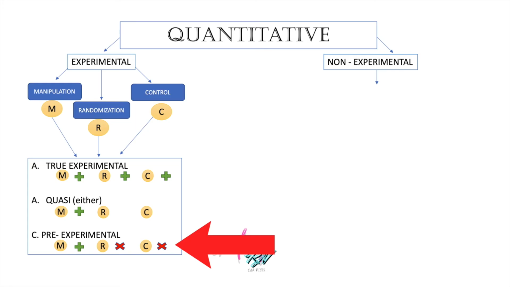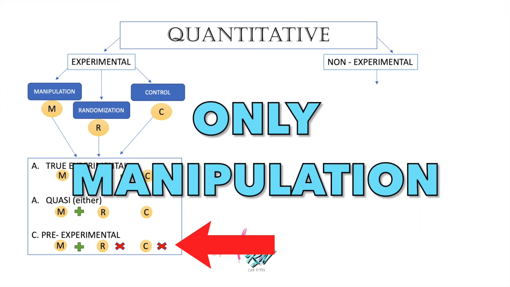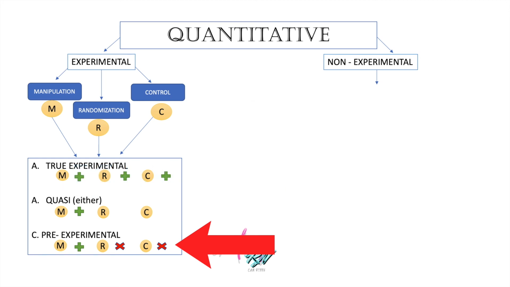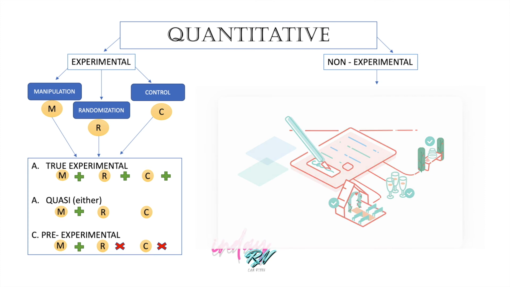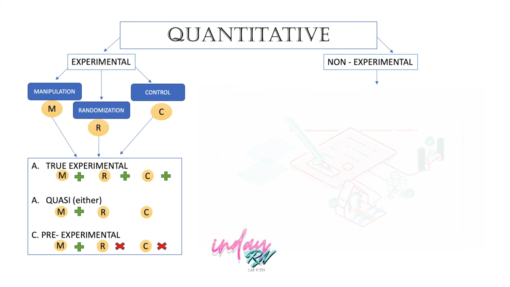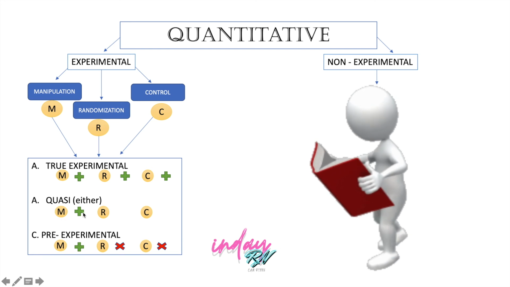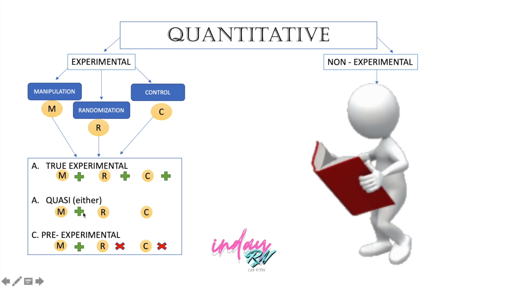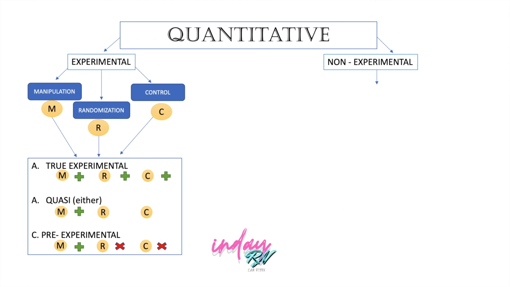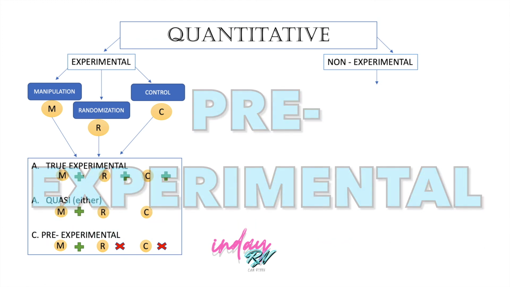And the last one is the pre-experimental. Here in the pre-experimental, we only need to think of the manipulation because we don't have a randomization and we don't have control also. So in this pre-experimental, it seems like you are still in the beginning of your research. Either way, you're going to continue it as a true experimental or your quasi-experimental. But while you are preparing your research and while you are thinking of methods that you are going to use, we can categorize that research as pre-experimental.